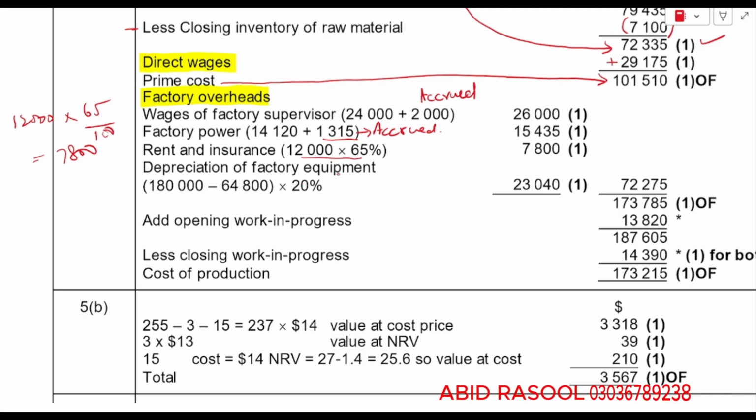Then depreciation of factory equipment. We are given the method of depreciation, that is reducing balance. What we do in reducing balance? We subtract accumulated depreciation from the cost. 180,000 is cost, and we are subtracting provision for depreciation, meaning total depreciation given in the question. Okay, it will be subtracted and on the answer 20% will be taken, and it is coming 23,040.